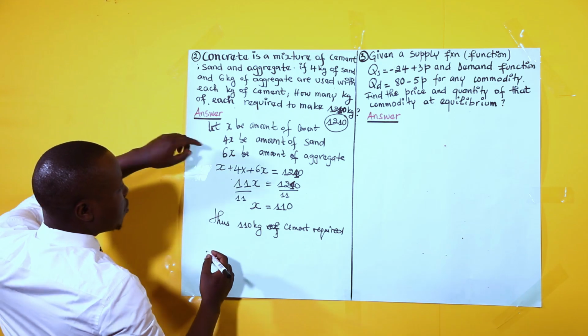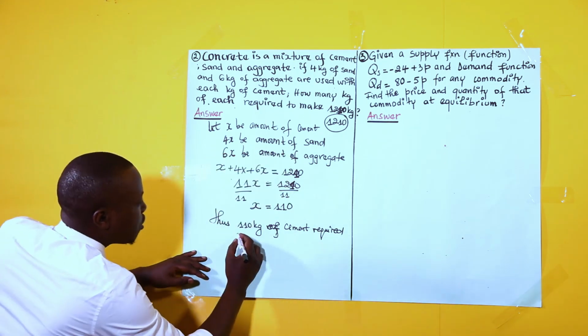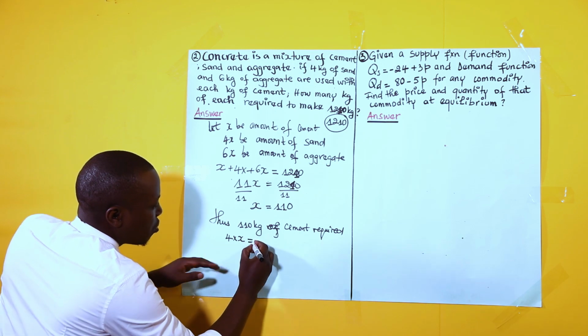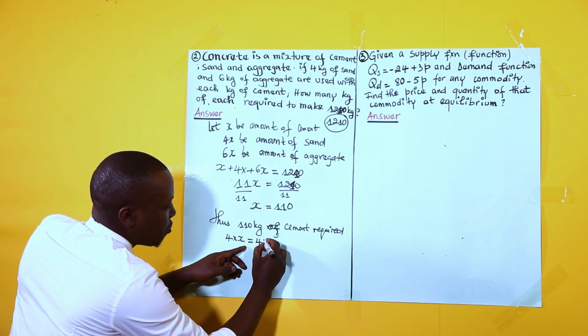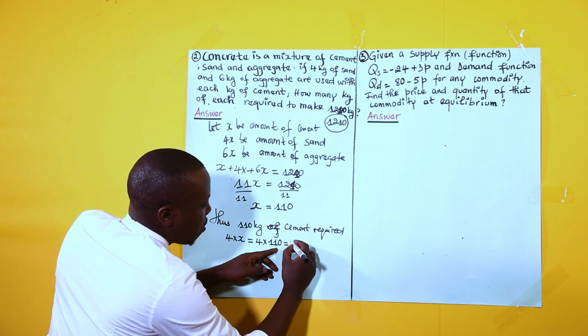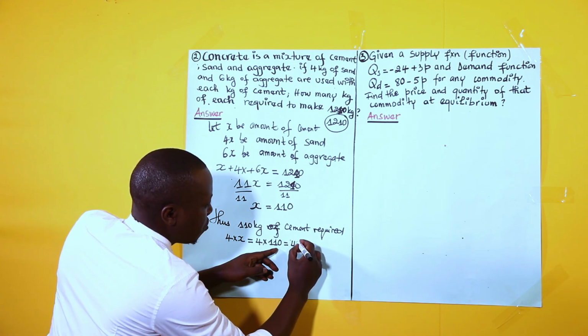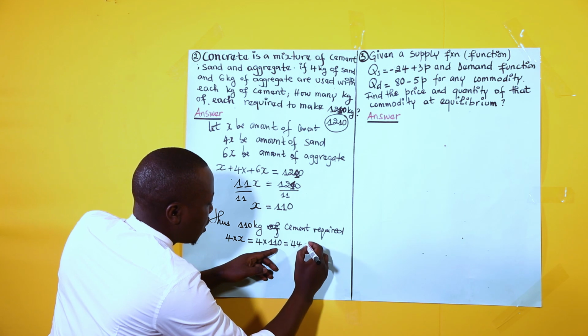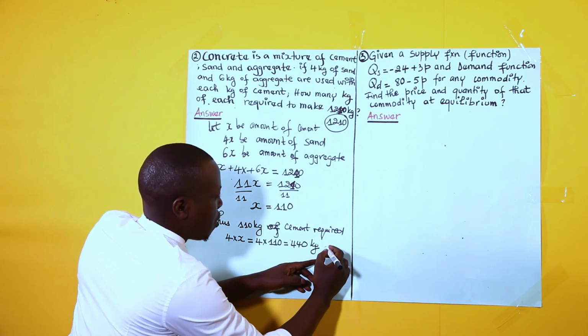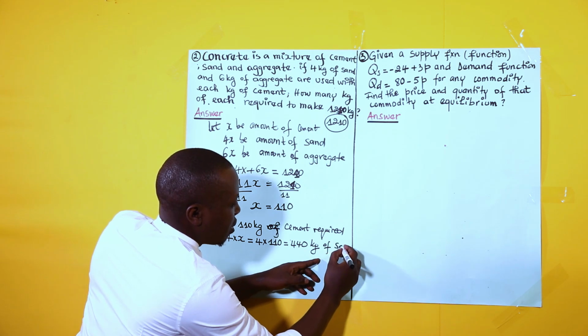So how about the amount of sand? It is 4 times x, which is equal to how much? 4 times 110, which gives us 440 kilograms of sand.